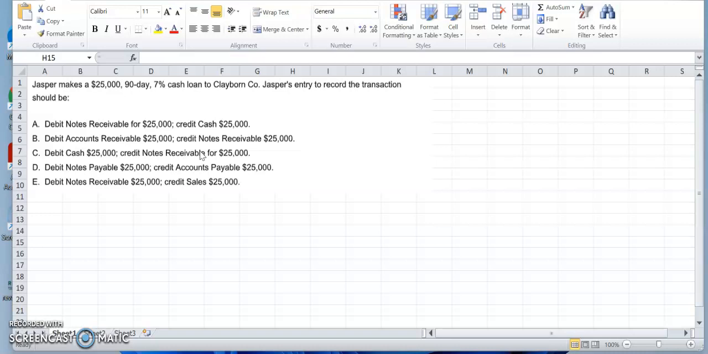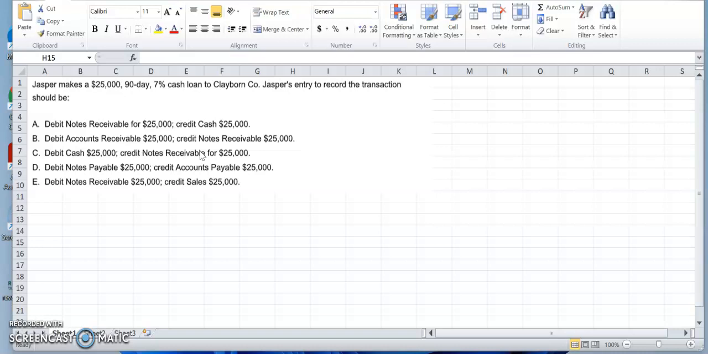This problem revolves around notes receivable. So let's get started. Jasper makes a $25,000 90-day 7% cash loan to Claiborne Company. Jasper's entry to record the transaction should be: A. Debit notes receivable, credit cash. B. Debit accounts receivable, credit notes receivable. C. Debit cash, credit notes receivable. D. Debit notes payable, credit accounts payable. E. Debit notes receivable, credit sales.